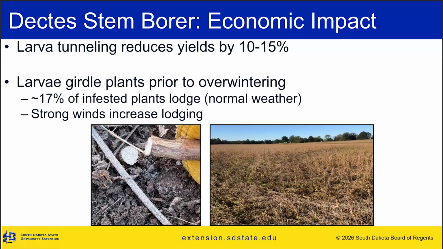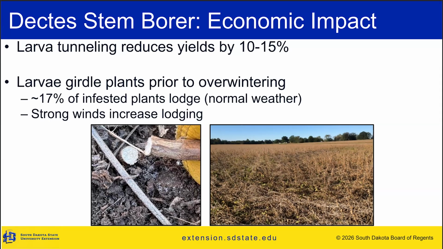But what we've been doing the last few years is trying to get a handle on how bad our issues are in South Dakota. And the reason for that is that the larval tunneling in soybean will reduce yields by 10 to 15%. In addition, 17% of infested plants will lodge under normal conditions. And we've seen out in the field, this is what a cut plant looks like. So the larva cuts the plant from the inside out.